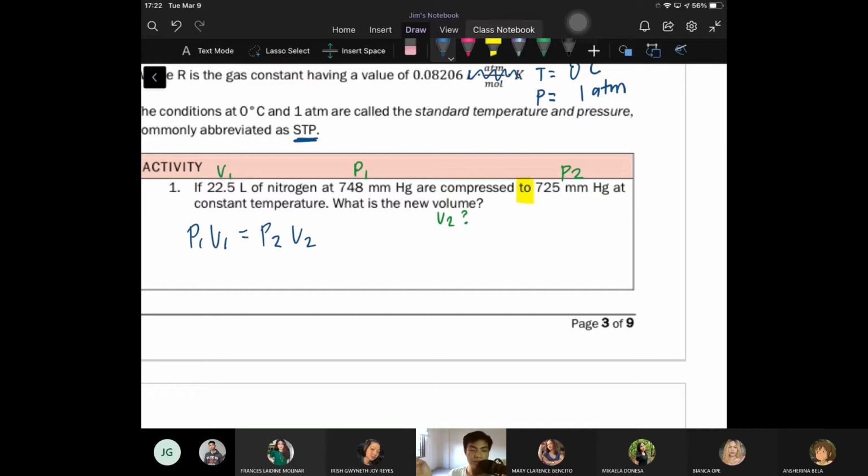Okay? So with all those info, hanapin natin yung V2. So we have this equation here. Kunin natin yung V2. Mapapansin nyo yung V2 may katabi na P2. So para matanggal yung P2, we divide it sa both sides ng equation. So we will get V2 equals P1V1 over P2. Diba? So let's plug in the values. Okay, so ano yung pressure 1? 748 mmHg. Initial volume is 22.5. And then the final pressure is 725.